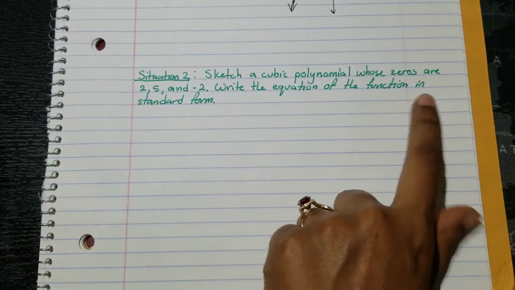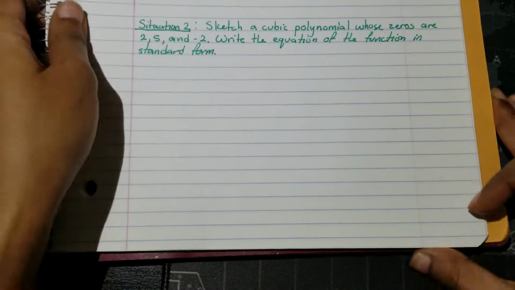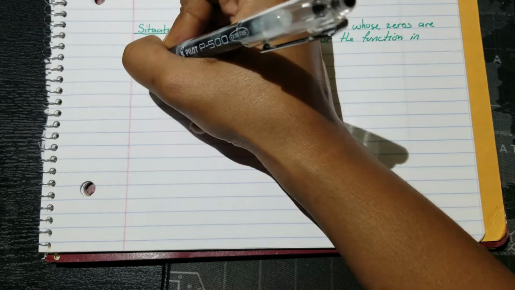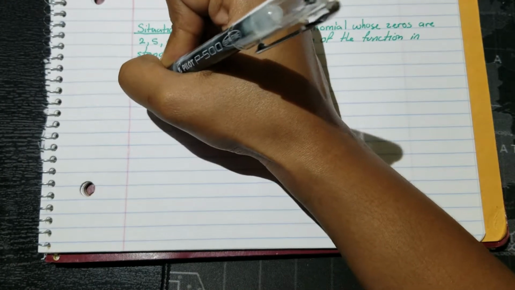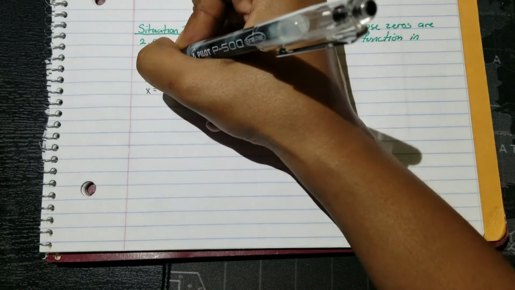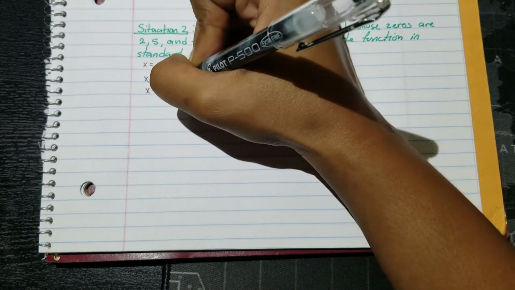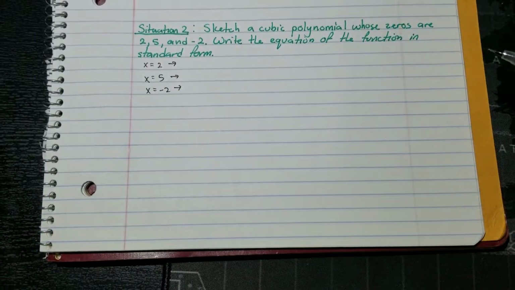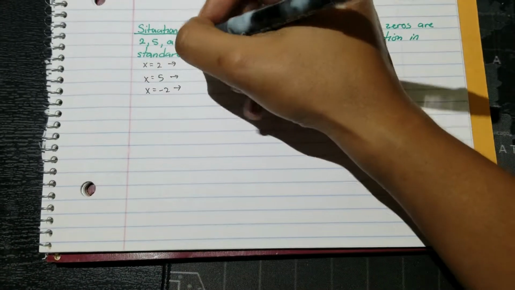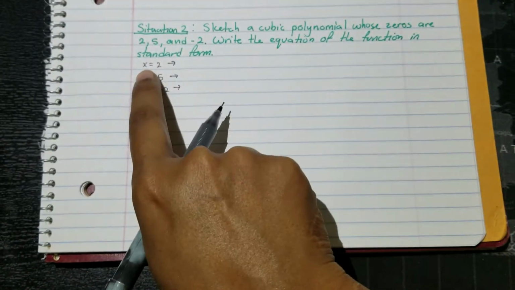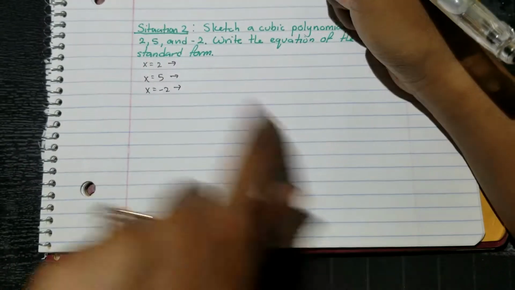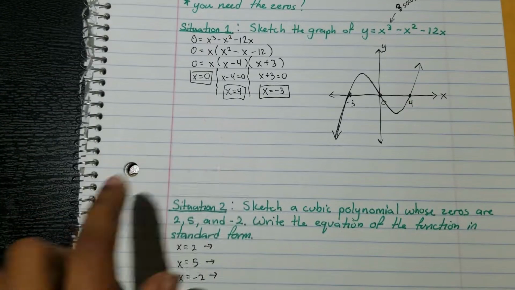And it says write an equation of the function in standard form. Okay, so we know that they gave us 3 zeros, and that being 2, 5, and negative 2. Now, if you want to write this in standard form, you're going to need the factors. So to turn the x-intercepts into factors, we just move them over. Pretty much the reverse of this.